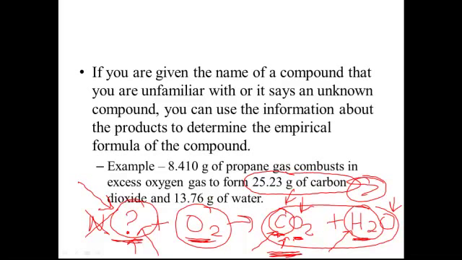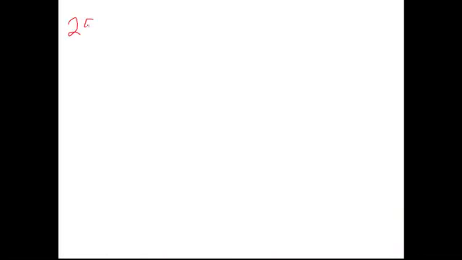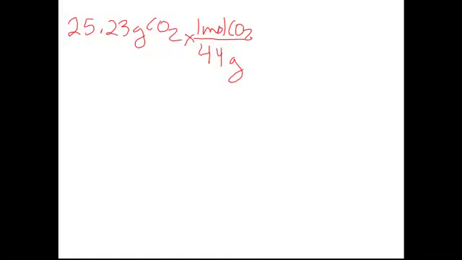So let's use that information, 25.23 grams of CO2. And what we want to do is use stoichiometry to get how many grams of carbon are in that 25.23 grams of CO2. So it's pretty similar to what we did the other day. If we've got grams of CO2, we're going to convert to moles. There are 44 grams in 1 mole of CO2.